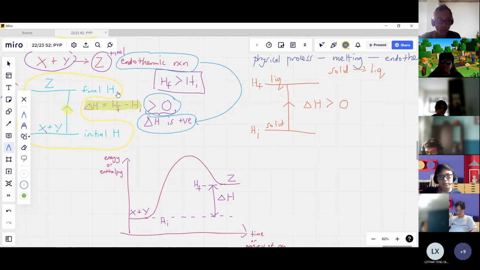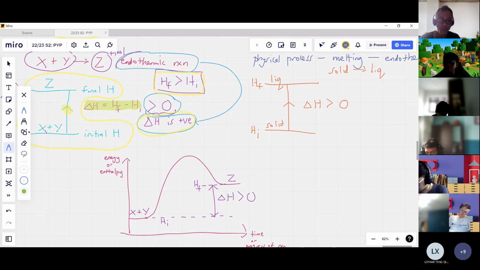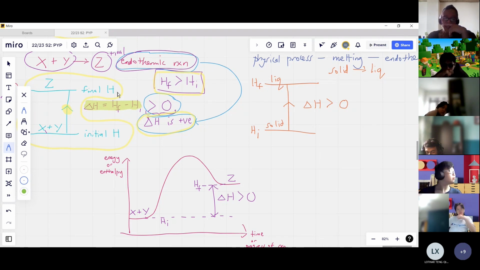Okay, and look at what we have drawn earlier. This one here. HF is higher than HI. Yeah, of course. HF is above HI. So that means delta H is positive. So likewise, we can write the same here. Delta H is positive. Remember, this is an endothermic reaction. Okay, what else? One last thing to label, guys. One last thing. Where's my activation energy?